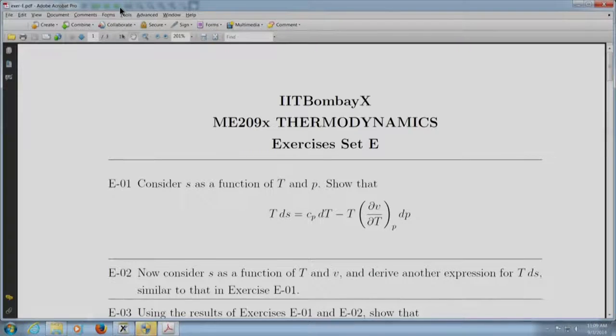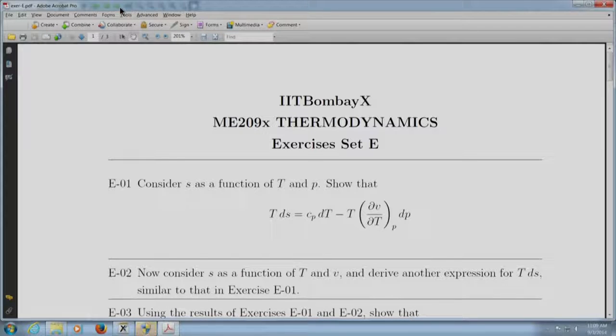Welcome back. Let us look at the exercises. The very first exercise asks us to derive what is known as a TDS relation. In fact, you are expected to derive the TDS relations, part of exercise E01 and part of exercise E02.